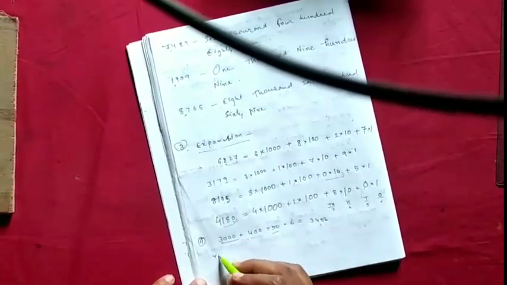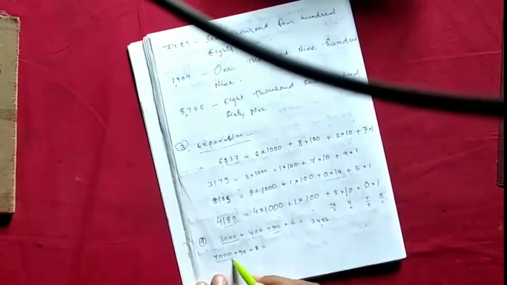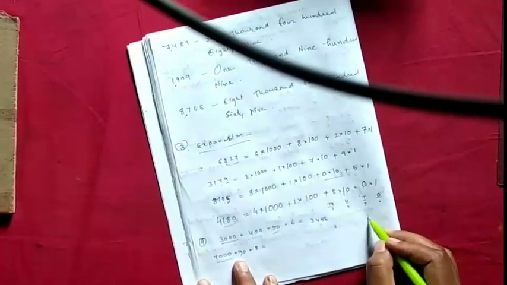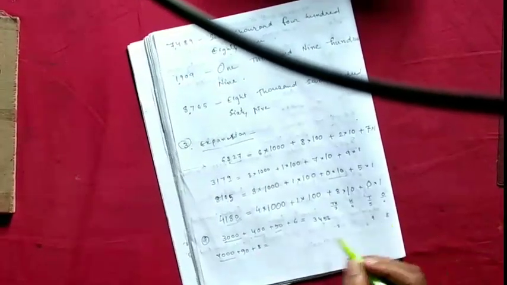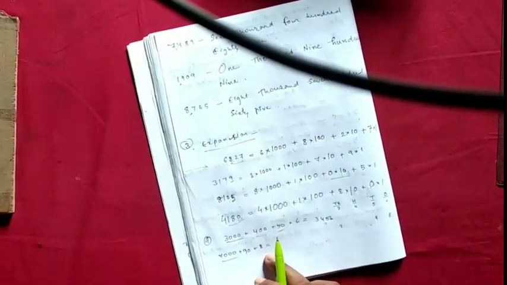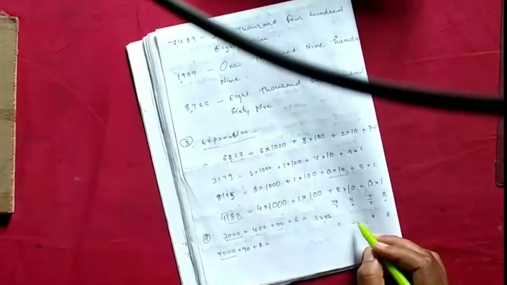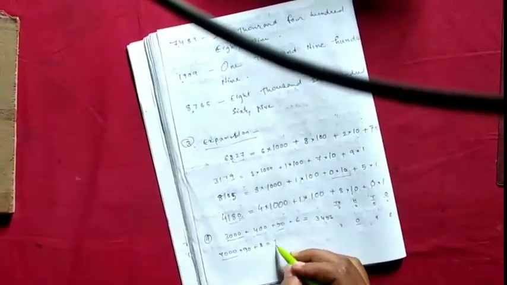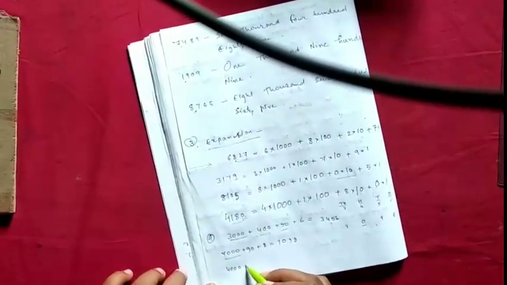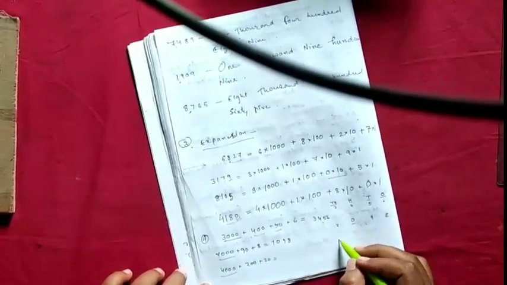Next one, 7000 plus 90 plus 8. So 7000, 7 in the thousands place. 90 means the tens place. 8 means the ones place. So here thousands, tens and ones are given, so the hundreds place is missing. In this place we put 0. So the answer is 7098.